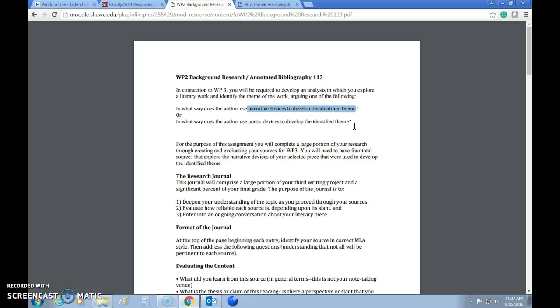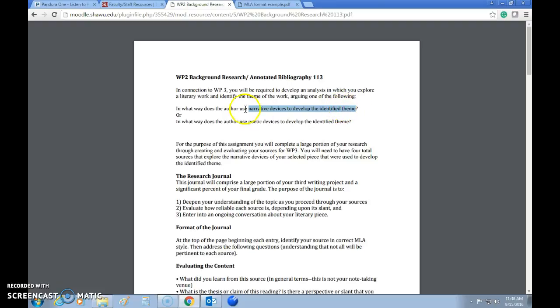So we're taking you out of the equation, and now we're looking at it from a more academic point of view. You're going to be doing some academic research of Raisin in the Sun, and to do that you're going to look at the narrative devices and the identified theme of Raisin in the Sun. Well, what are those? It's really up to you to figure that out by your research paper.